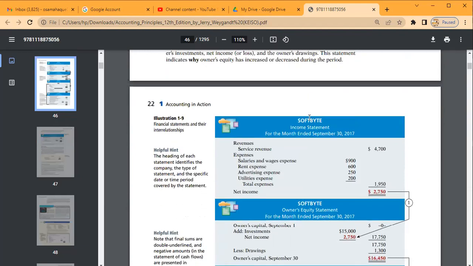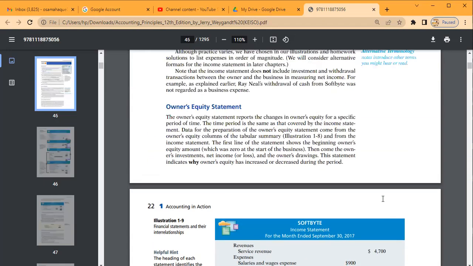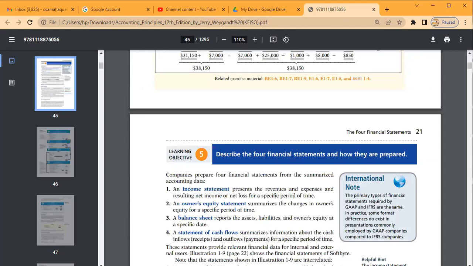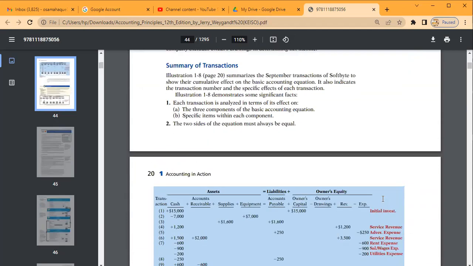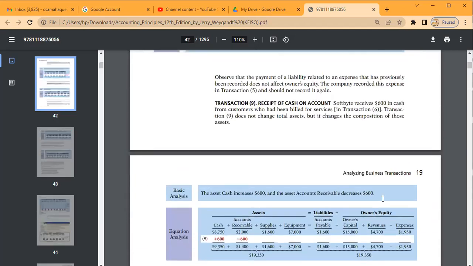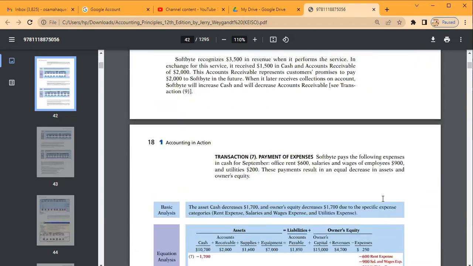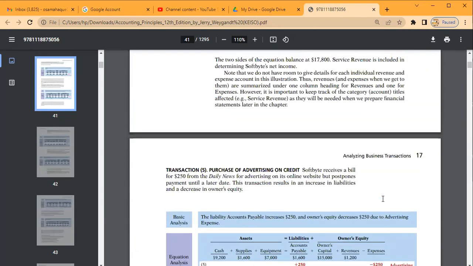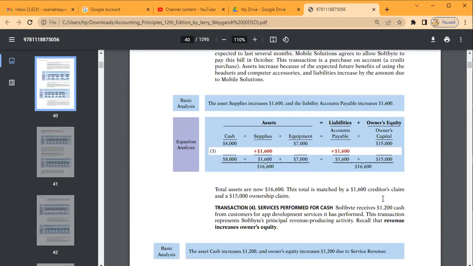See, here is the format for income statement. Sales. If there is no cost of goods sold, we will not record cost of goods sold. We will directly start from expenses. Sales minus expenses equals net income or profit for the year.